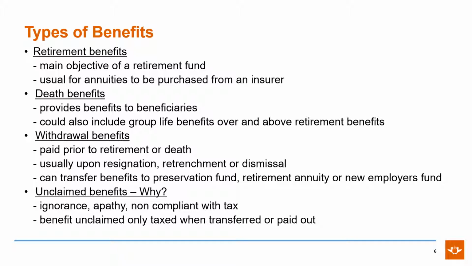You receive retirement benefits upon retirement, death benefits upon death, usually to beneficiaries, withdrawal benefits, meaning you withdraw benefits before retirement, and lastly, unclaimed benefits.